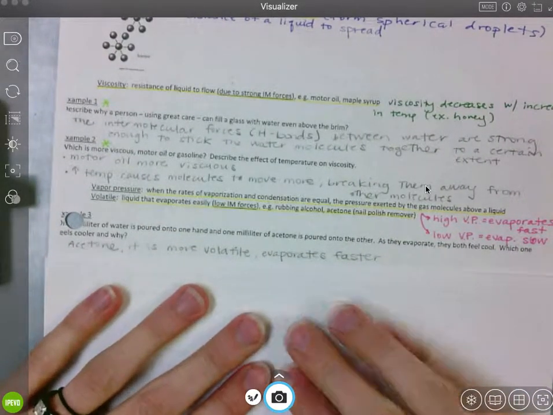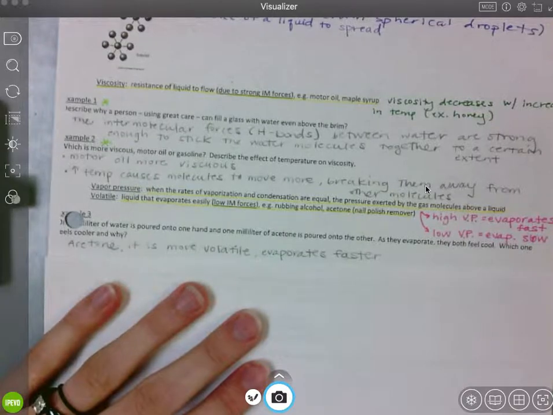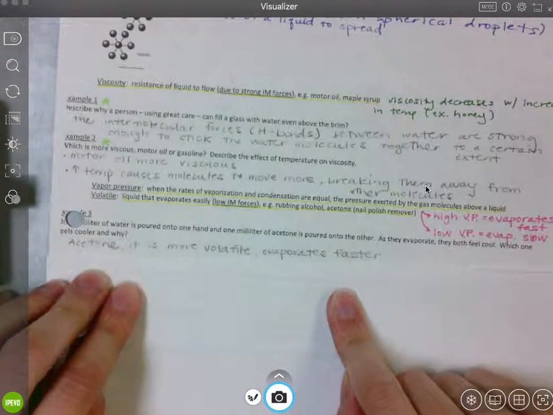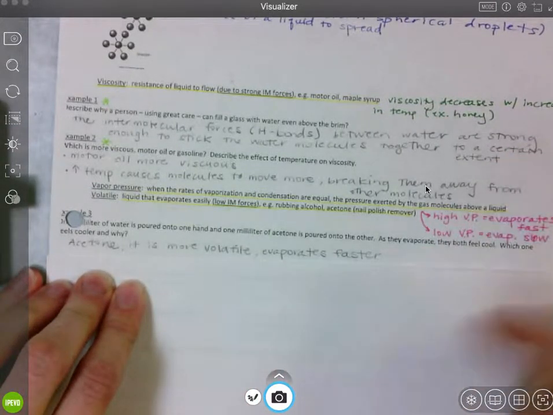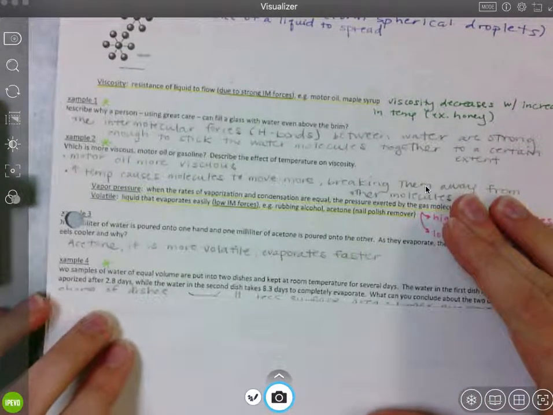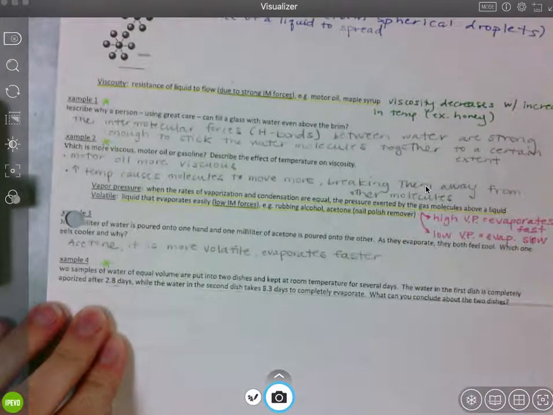Similar to sweat. So sweat's going to evaporate off of us, and it's taking heat with it. So that's how sweat cools us down. So same thing here. Acetone's evaporating faster, so it's going to take more heat with it, hence why it feels cooler. Fun things to think about for sure. All right, example number 4.